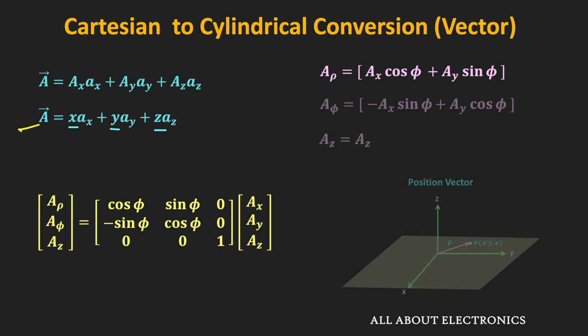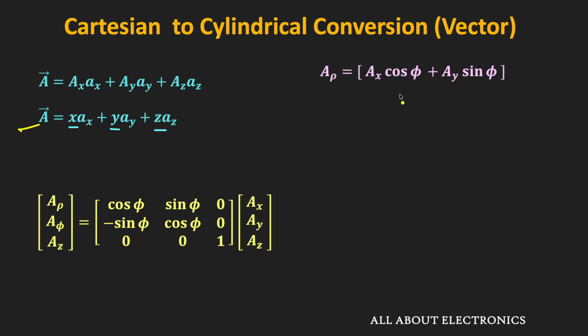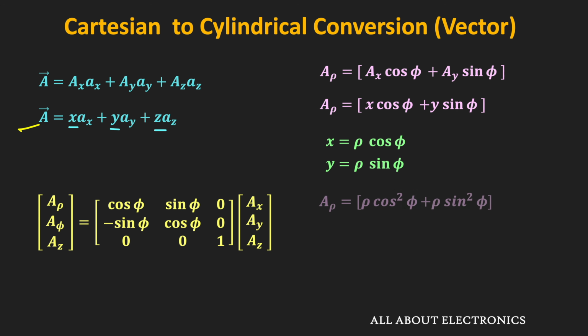We know that the vector components in the cylindrical coordinate system can be represented like this. So here, if you see this a rho, that is equal to ax cos phi plus ay sin phi. In this case, this ax is equal to x while the ay is equal to y. And moreover, we also know that x is equal to rho cos phi while y is equal to rho sin phi. So if we put the values of x and y, we will get rho times cos square phi plus rho times sin square phi. And as you know, cos square phi plus sin square phi is equal to 1. So we can say that this a rho is equal to rho.